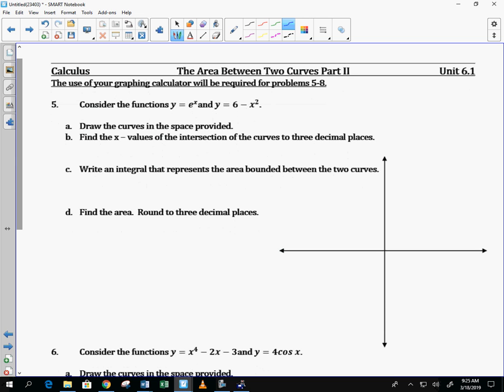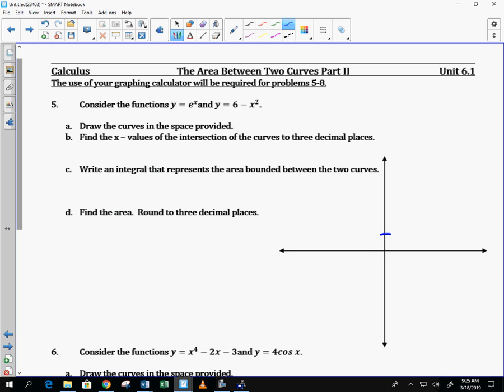And it says, consider the functions. This one, you do need to use your graphing calculator. Consider the functions y equals e to the x and y equals 6 minus x squared. Draw the curves, find the x values of the intersection, write an integral, and find the area, rounded to 3 decimal places. Okay? So, what does e to the x look like?